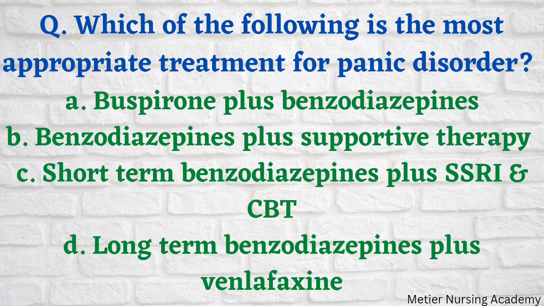Which of the following is the most appropriate treatment for panic disorder? This question was asked in AIIMS 2009. Options are buspirone plus benzodiazepine, benzodiazepine plus supportive therapy, short-term benzodiazepine plus SSRI plus cognitive behavior therapy, long-term benzodiazepine plus venlafaxine. And here the right answer is option C, short-term benzodiazepine plus selective serotonin reuptake inhibitor plus cognitive behavior therapy. Option C is the right one.